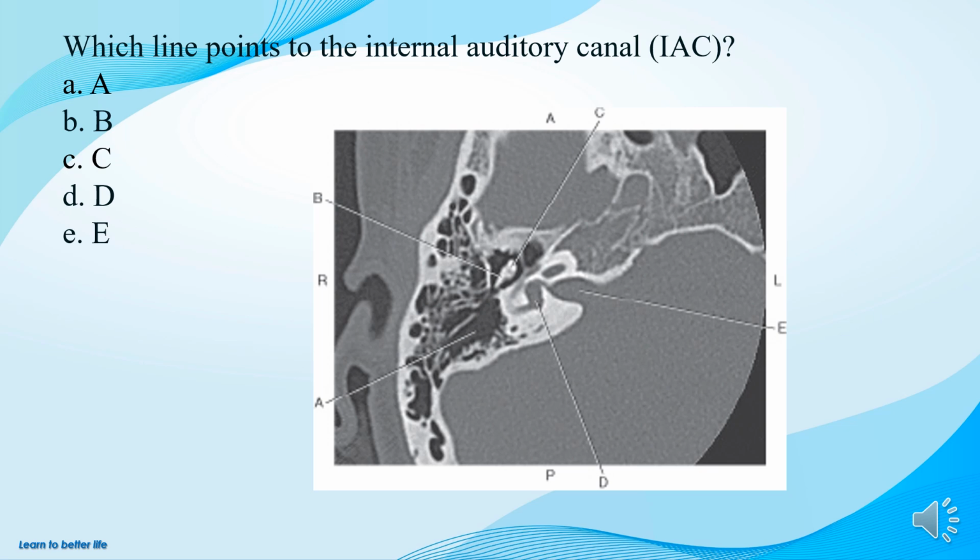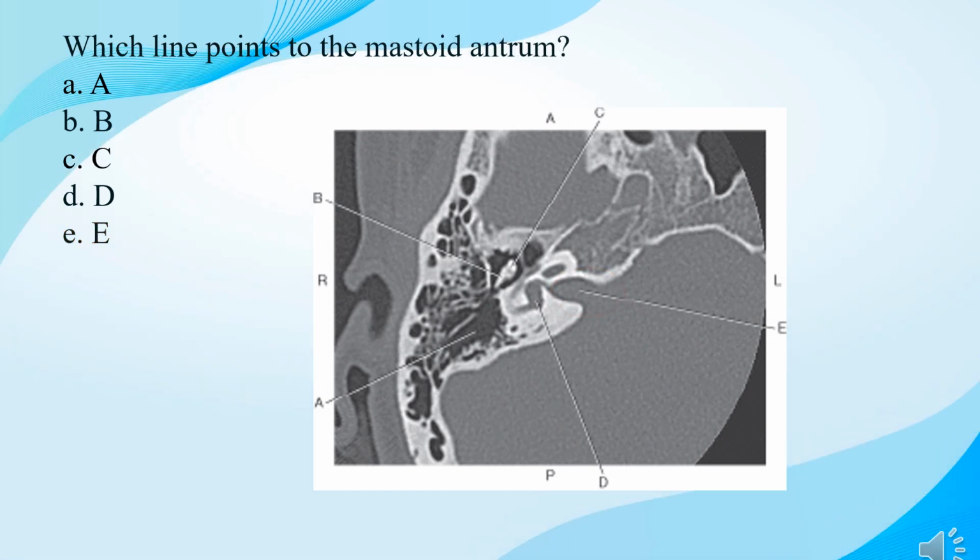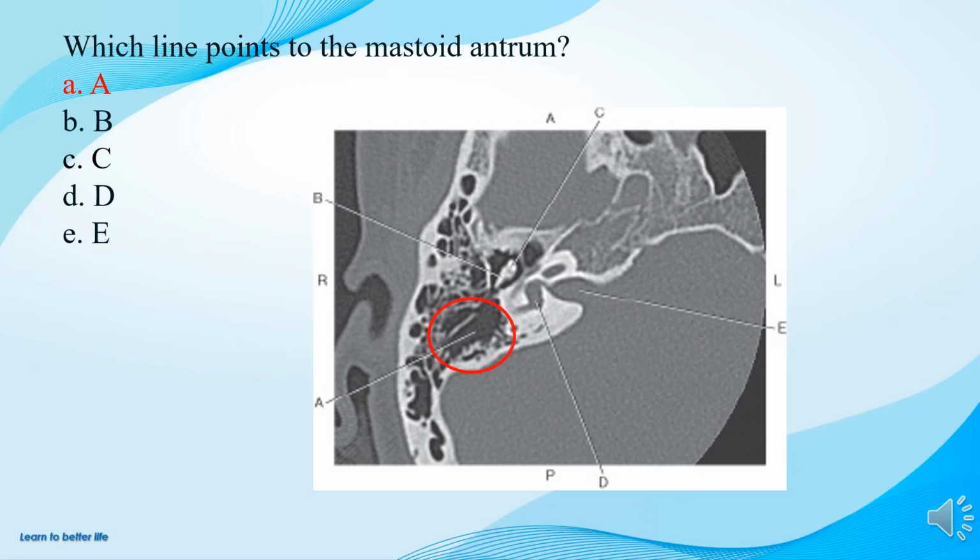Which line points to the internal auditory canal, IAC? A, B, C, D, or E? The answer is E. Which line points to the mastoid antrum? A, B, C, D, or E? The answer is A. The mastoid antrum, also known as tympanic antrum, antrum mastoideum, Valsalva's antrum, is an air space in the petrous portion of the temporal bone, communicating posteriorly with the mastoid cells and anteriorly with the epitympanic recess of the middle ear via the aditus to mastoid antrum, entrance to the mastoid antrum.